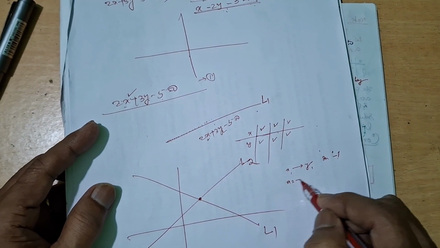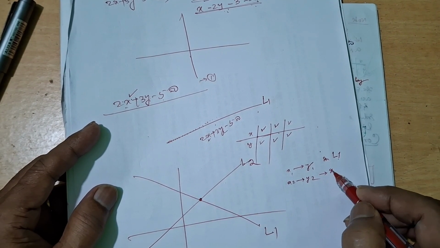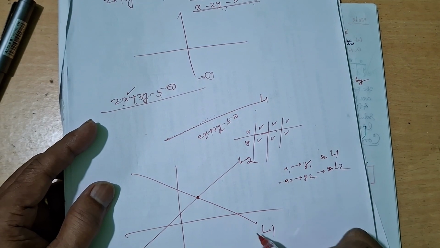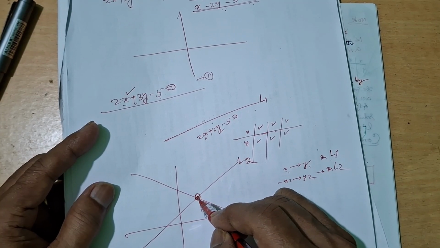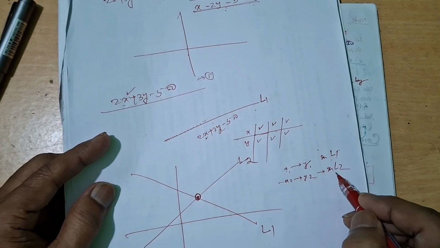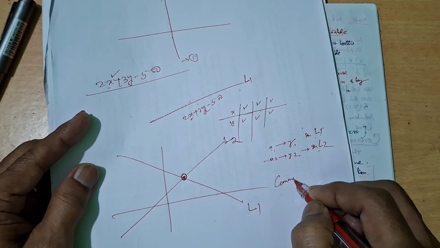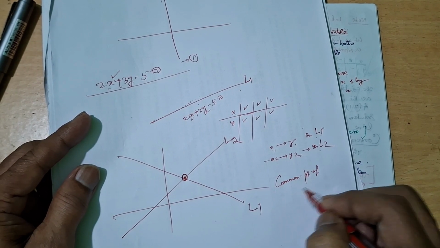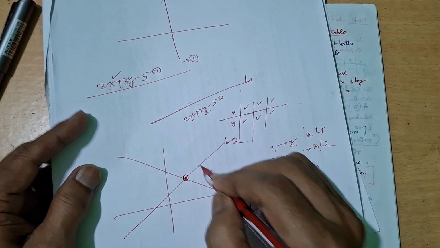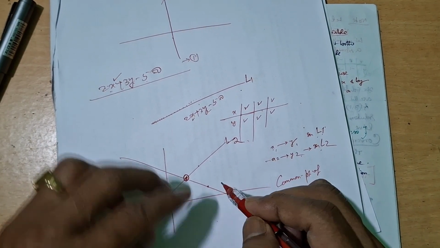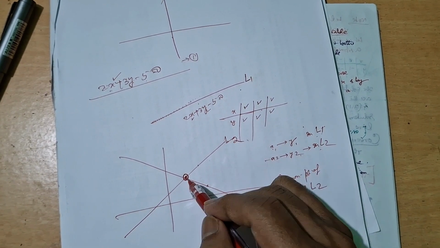Similarly, for any x2, in L2. But there is a certain point which satisfies both L1 and L2. That is known as the common point of L1 and L2. Line 1 and line 2, this is the common point. This point is not in L1. This point is not in L2. But this point lies both in L1 and in L2.